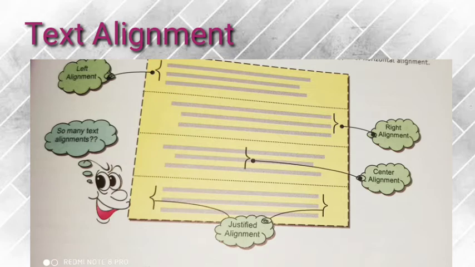Now, in the second paragraph, you can see that the alignment aligns the selected text with the right margin and leaves the left edge ragged. So that is called right alignment.